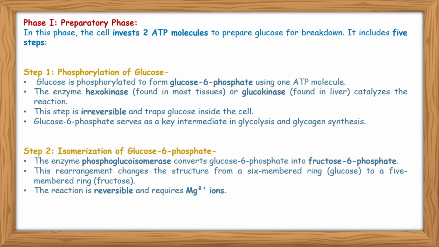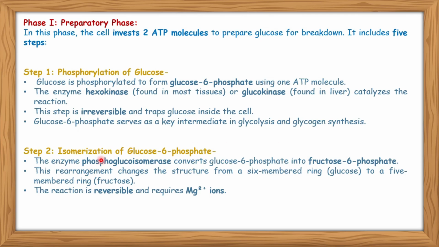So what happens in phase 1 or the preparatory phase? In this phase, the cell invests 2 ATP molecules to prepare glucose for breakdown. It includes 5 enzymatic steps. Step 1 is the phosphorylation of glucose. Glucose is phosphorylated to form glucose 6-phosphate using 1 ATP molecule. The enzyme hexokinase, found in most tissues, or glucokinase, found in liver, catalyzes this reaction. This step is irreversible and traps glucose inside the cell. Then glucose 6-phosphate serves as a key intermediate in glycolysis and glycogen synthesis.